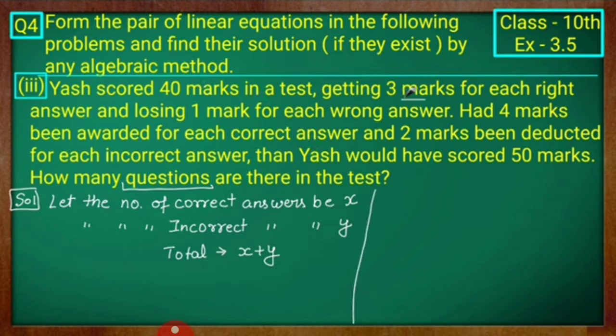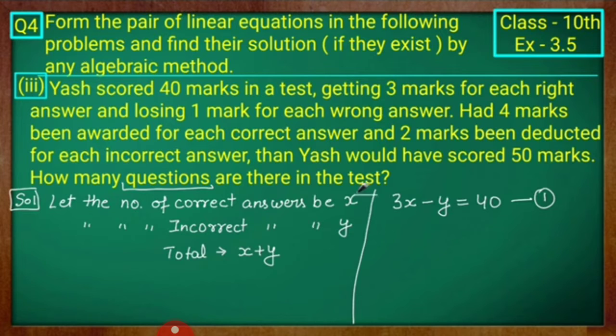By the first condition, Yash scored 3 marks for a correct answer. For the correct answers we assumed x, so 3x, plus for 1 mark for a wrong answer, 1 is multiplied with the incorrect answers, 1 into y means y, and the minus sign is for losing marks. So 3x minus y is equal to 40. That is equation number 1.